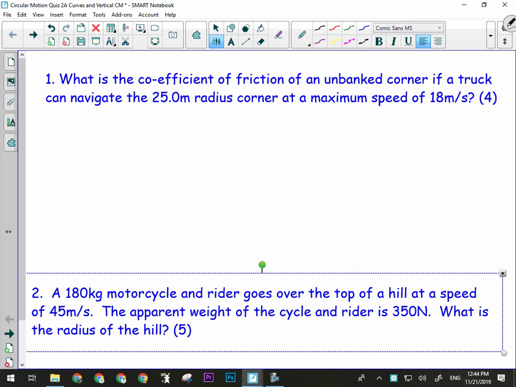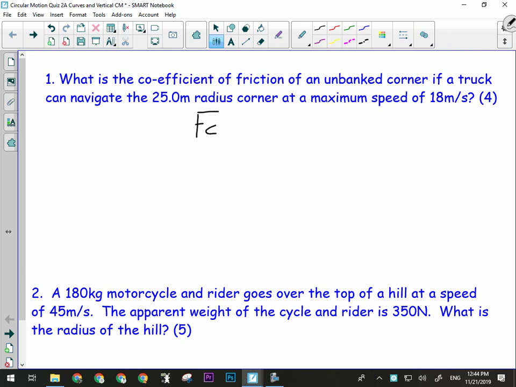So for question number 1, we have an unbanked corner. The first thing we have to ask ourselves is, what keeps me from sliding out of an unbanked corner? Friction. If that's the case, that means that the centripetal force is being provided by, and is thus equal to, the force of friction. If we don't remember that, there is no way to even get started on this question. That is one of those things we have to remember.